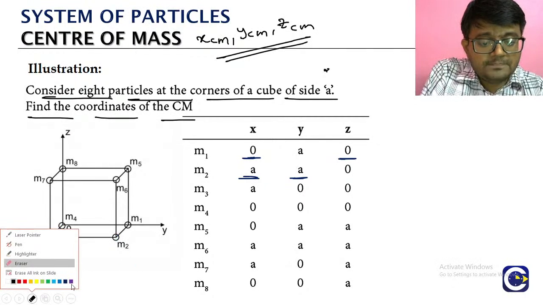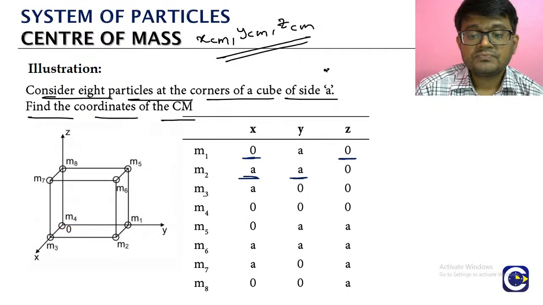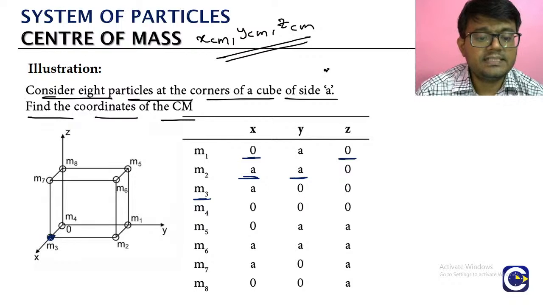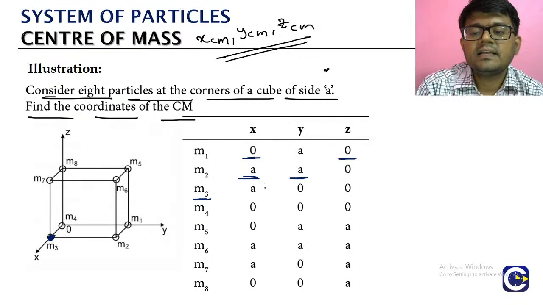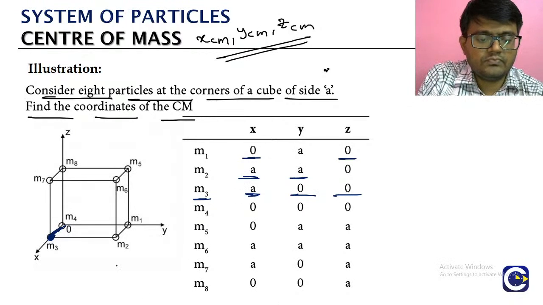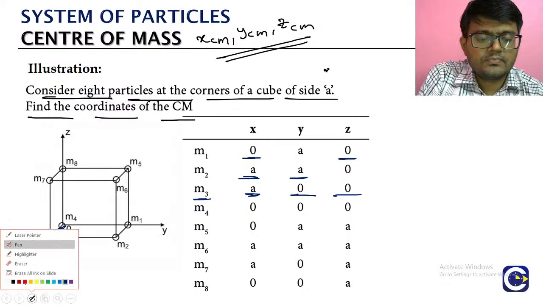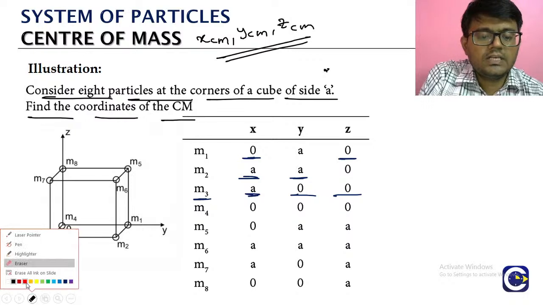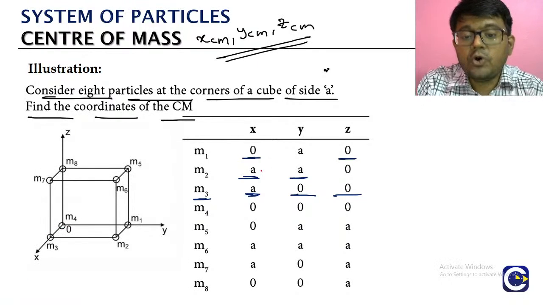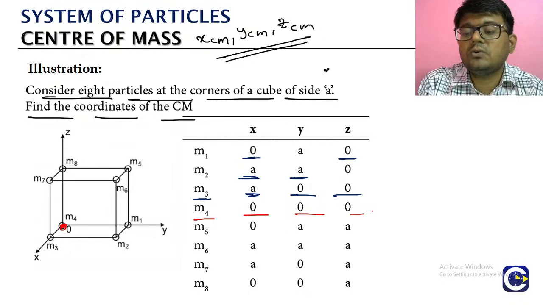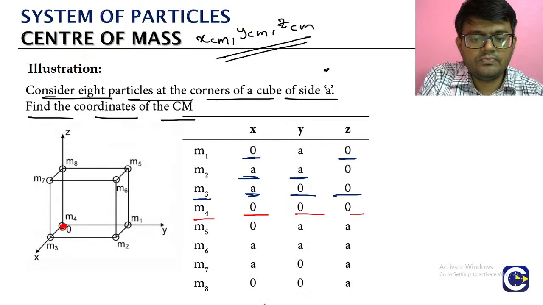Then let us go to the M3. Where is M3? Look at where is our M3. M3 is here, sitting straight on the x-axis, means x coordinate is a, y is 0, z is 0. Okay. Then what is the next one? M4. Where is M4? That is our origin, right? So 0, 0, 0. What next?